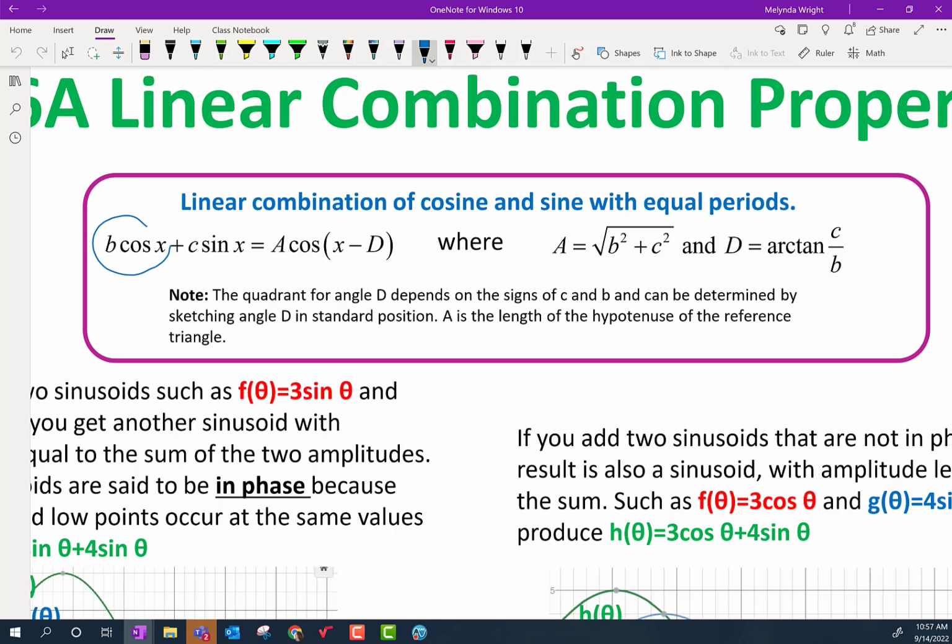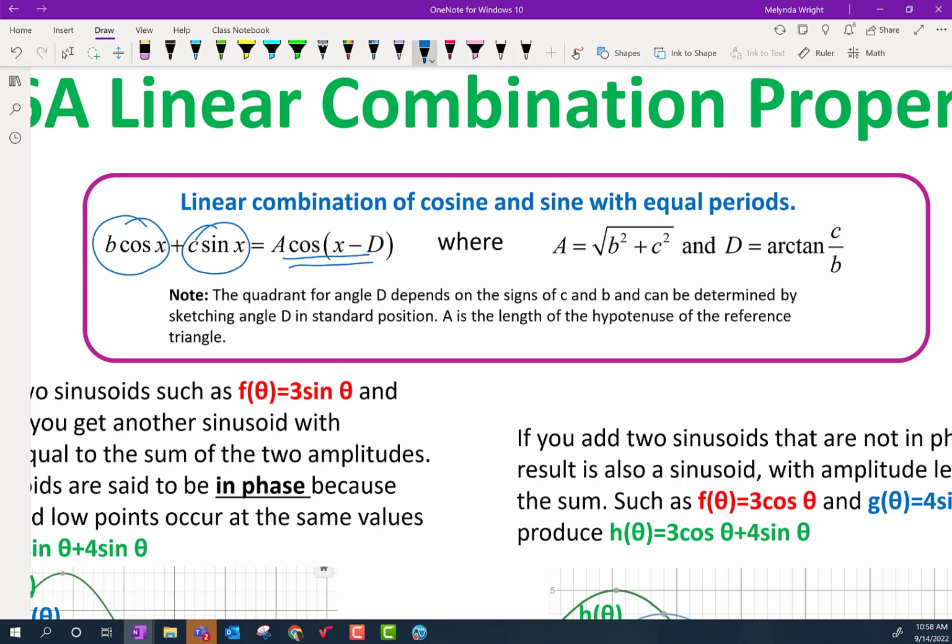If we have a sine plus a cosine, we can use this property to turn it into just one cosine expression, which is kind of powerful if we need to graph it or solve it or do stuff with it. So it's quite helpful to be able to turn two things into one, and that's what this property does.